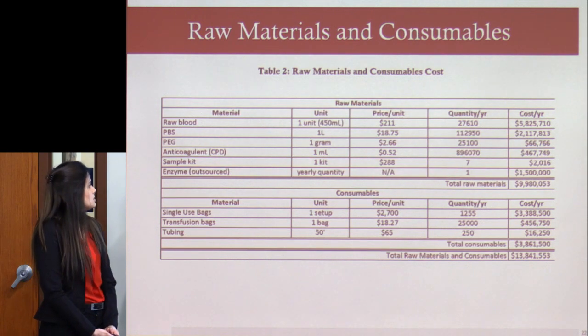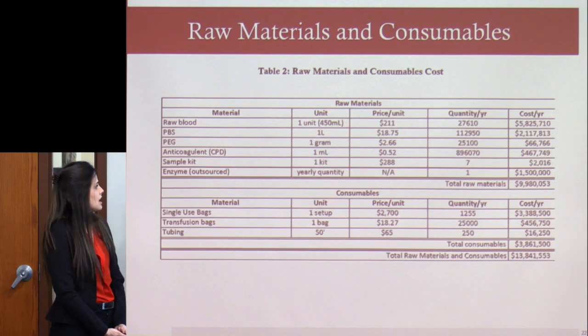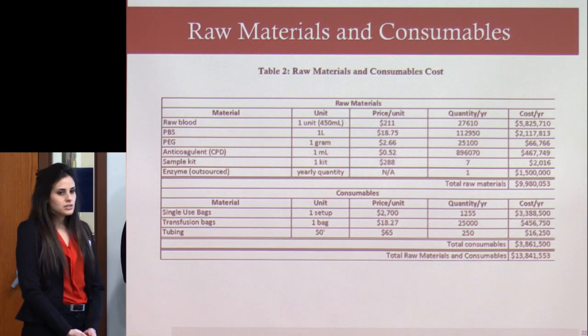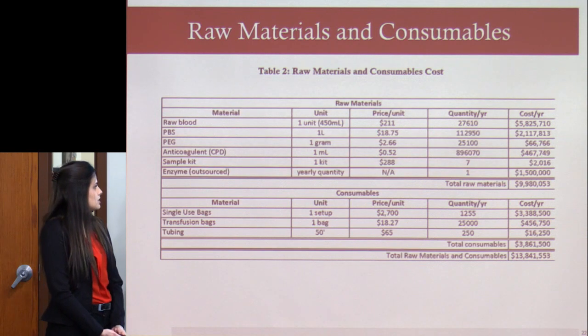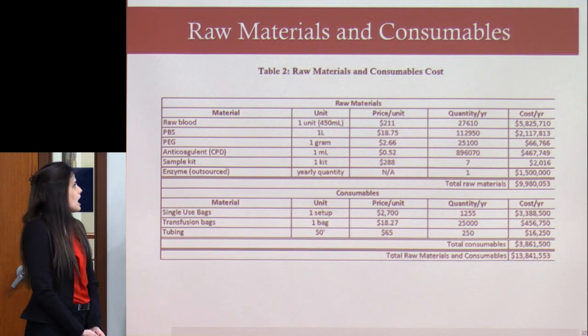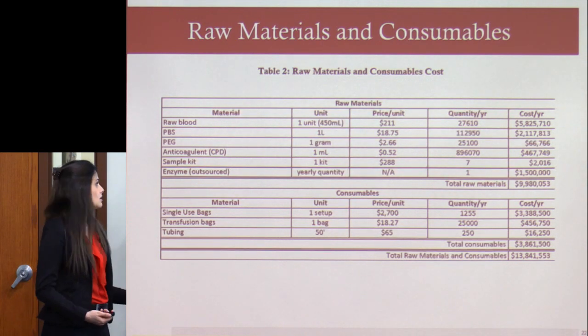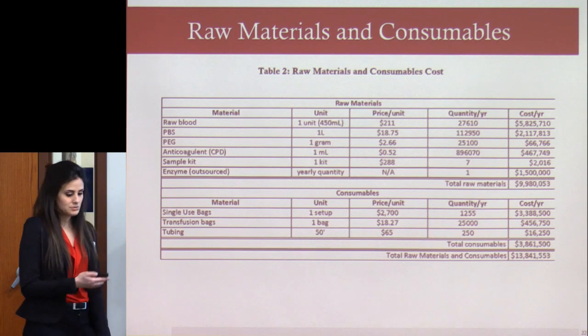For our consumables, we have these single-use bags, transfusion bags, and the tubing. And those come to be about $4 million per year. And together, the raw materials and consumables are going to be about $14 million per year. As you can see, this is a lot higher than our actual equipment costs, so this is where most of our money is going for this process.